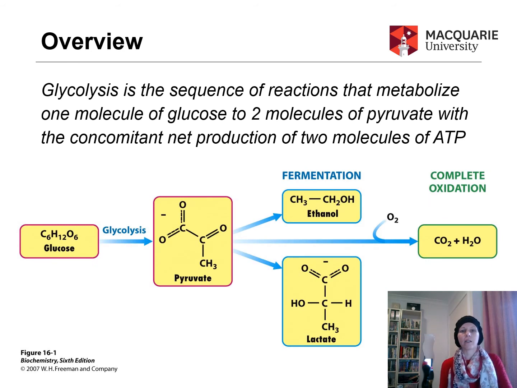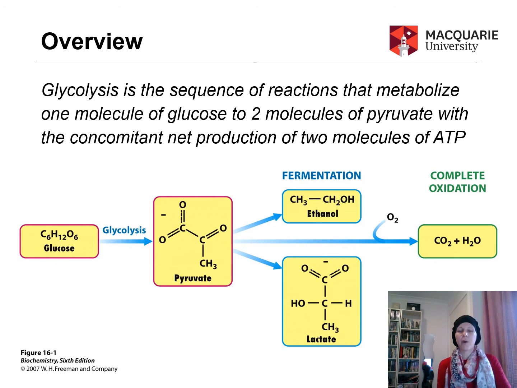So what is glycolysis? It is a sequence of reactions, and it takes one molecule of glucose to create 2 molecules of pyruvate. And it has a net production of 2 ATP molecules. I'll go through that in more detail in a second, but this is the overview of what you get. You start with glucose undergoing glycolysis to produce 2 molecules of pyruvate.